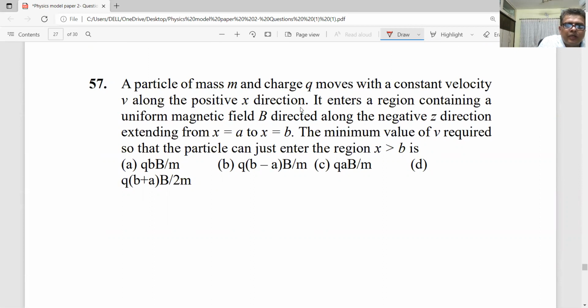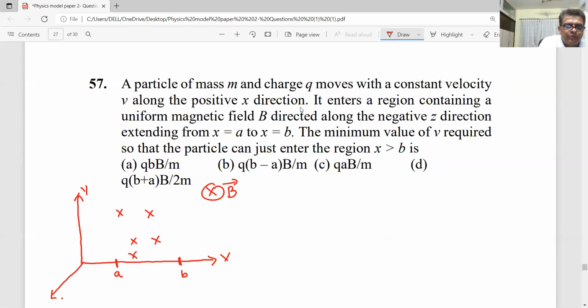You should make a diagram a little so that it is understood. Take this as our y axis and this as our x axis. The magnetic field is acting in this direction. Okay, it is acting along the negative x direction, sorry, negative y direction, the inverse. This is the magnetic field direction. The question says the magnetic field is acting along the negative z direction, extending from x equal to a to x equal to b. Consider x value a here and b here. In this region there is a magnetic field.